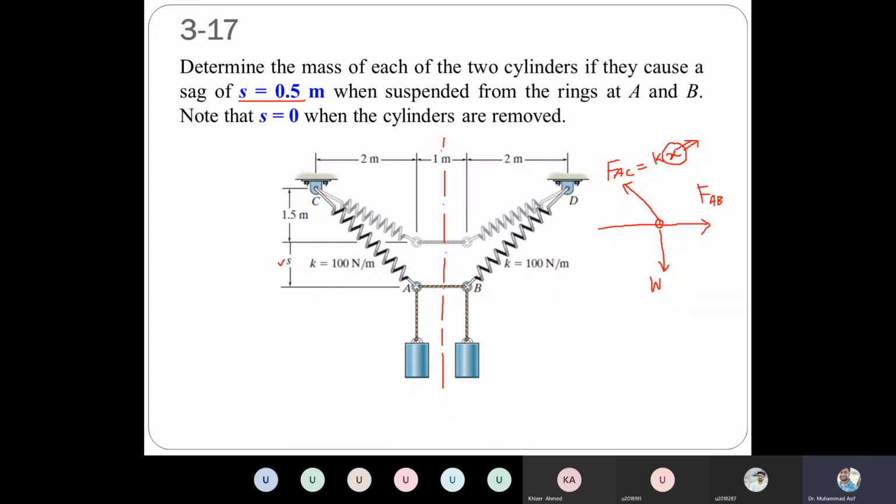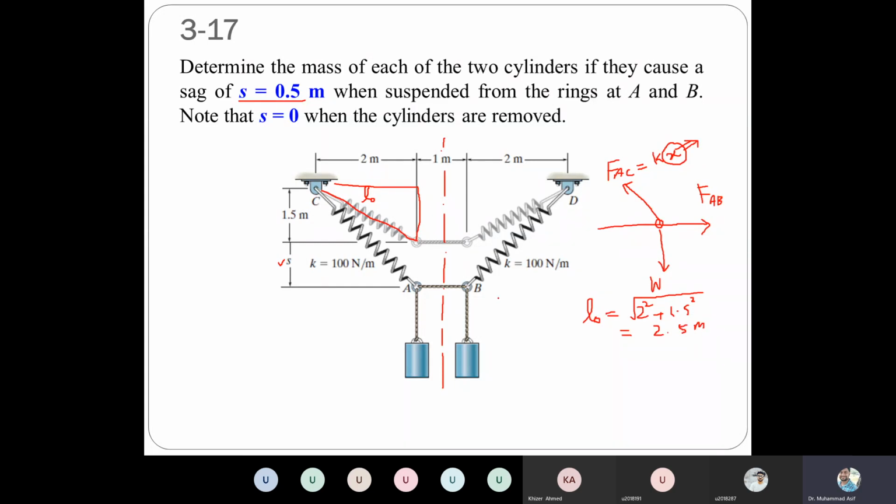So what is the initial length? We can calculate from here. This is the initial length, let's say L naught. We know this is 1.5 vertically from this point, and horizontally it is 2. So L naught is the square root of 2 squared plus 1.5 squared. Anyone has a calculator? 2.5. Okay, so this length is equal to 2.5 meter, right?